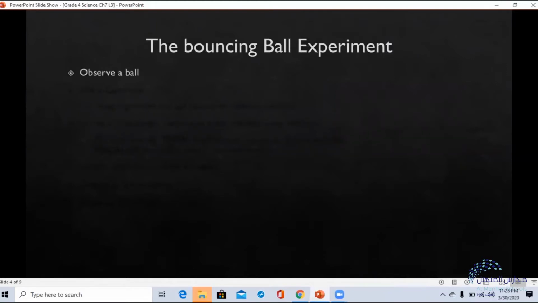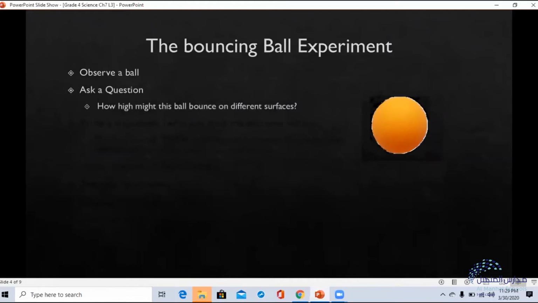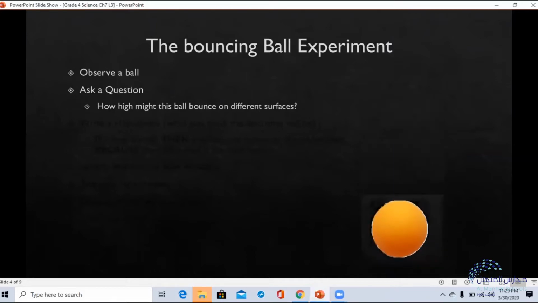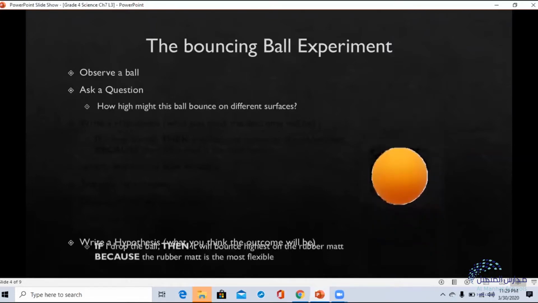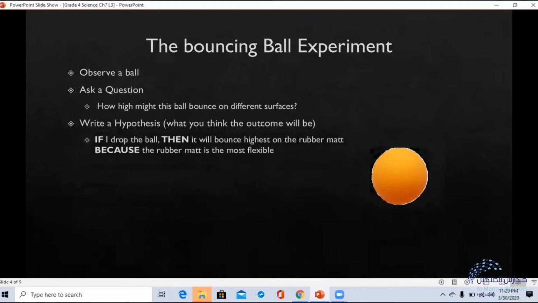First of all, you need to look at or observe a ball. Then you can ask yourself a question. How high might this ball bounce on different surfaces? Great question. Write a hypothesis. What do you think the outcome will be if I drop this ball from a certain height? So our hypothesis needs to have if, then, and because.